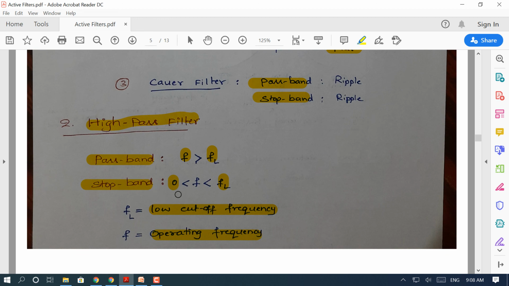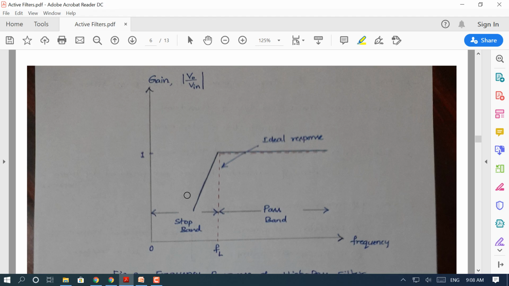So we'll see these things with reference to the frequency response. This is the frequency response of a high pass filter. Stop band exists for the frequency in the range of 0 to FL. For the frequency above FL, there is a pass band here. These frequencies are passed. So this is the high pass filter. Therefore, the frequencies above FL are efficiently passed without any attenuation. Only the frequencies in the range 0 to FL are attenuated or suppressed.